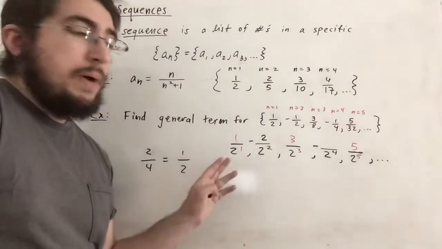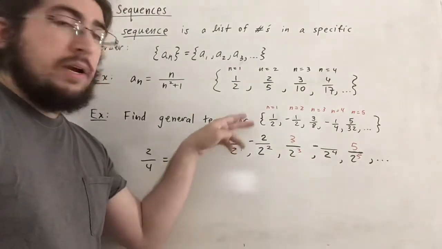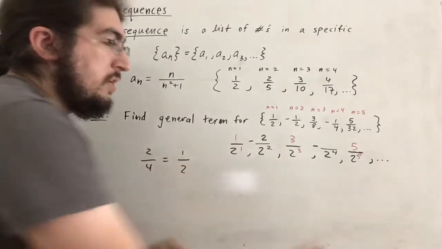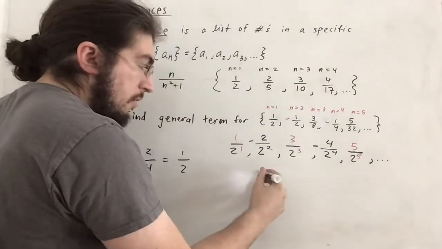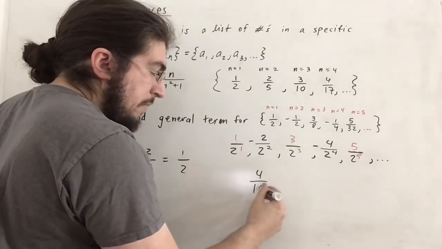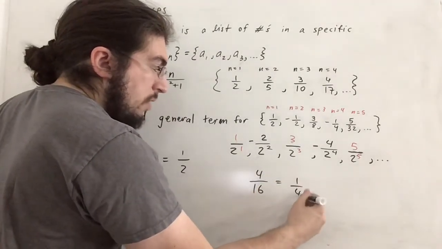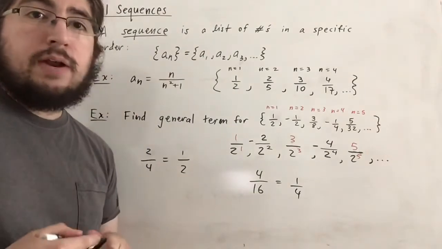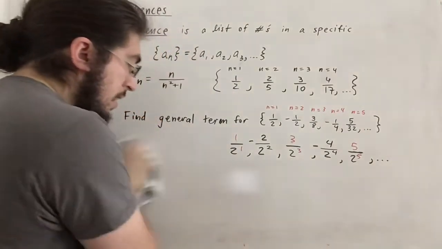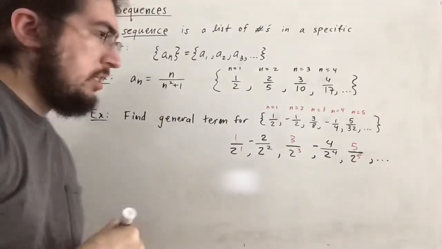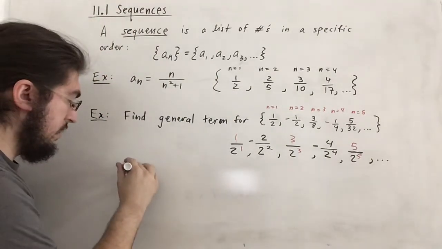So now we can see the pattern is 1 over 2 to the 1, 2 over 2 to the 2, 3 over 2 to the 3, 4 over 2 to the 4. Let's see if that works. 2 to the 4th is 16, and 4 over 16 is indeed 1 over 4. So it seems to work out actually. So we have a good idea as far as what the fraction is, but the sign is still maybe throwing us off. So let me just write this to reassure us.